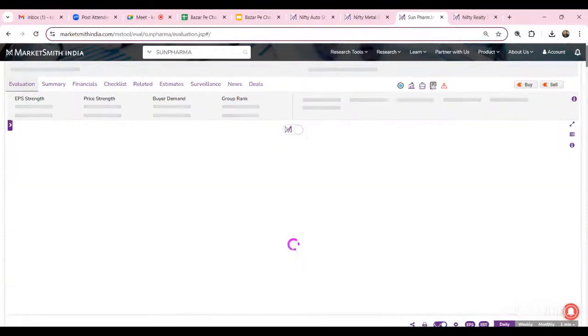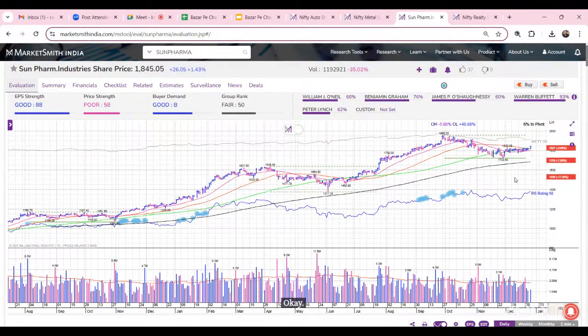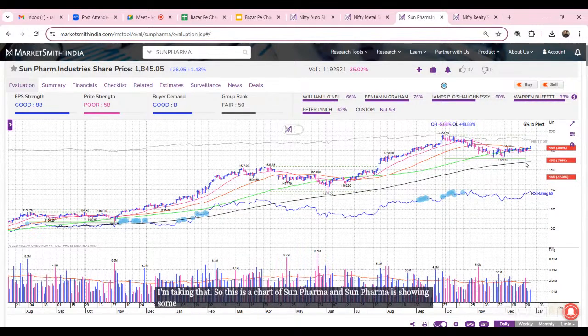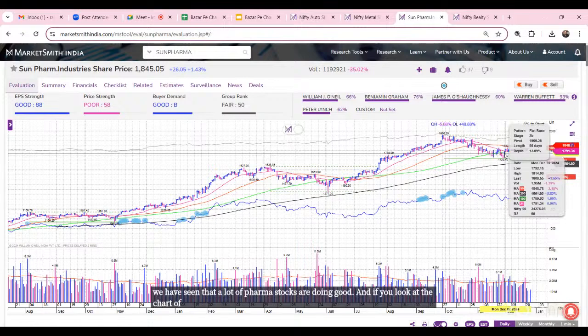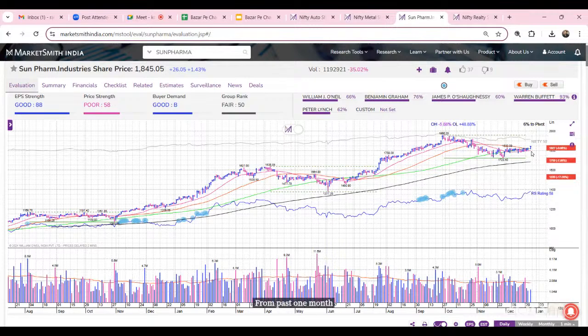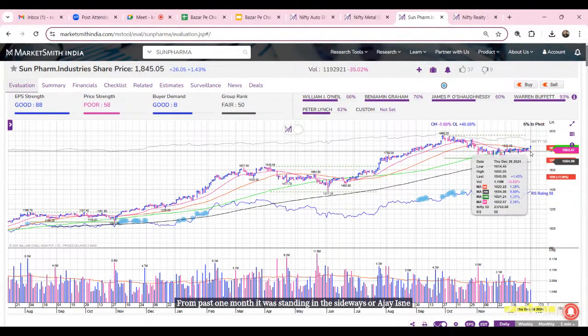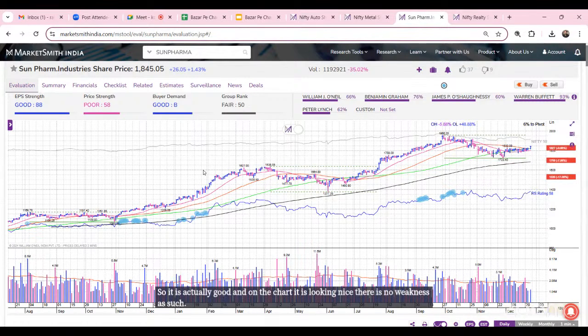Next is Sun Pharma. I'm taking that. Okay, so this is the chart of Sun Pharma, and Sun Pharma is showing some positivity as well. Even Pawan has talked about the Nifty Pharma Index, and we have seen that a lot of pharma stocks are doing well. If you look at the chart of Sun Pharma, for almost the past 1 month it was staying sideways, and today it has given a breakout. So it is actually good, and on the chart it is looking nice. There is no weakness as such. So this was about Sun Pharma.